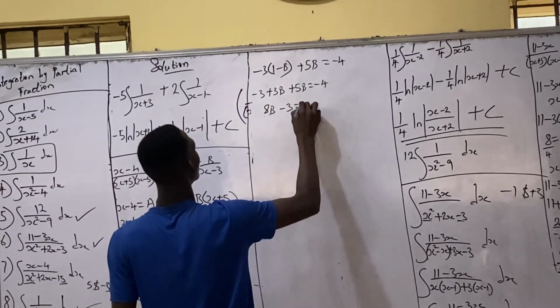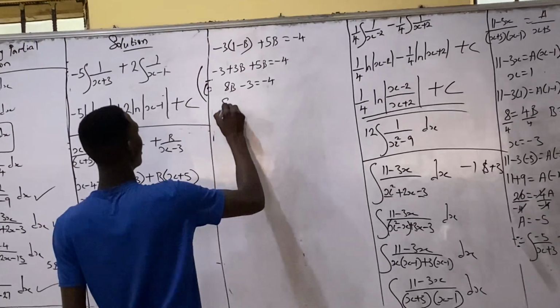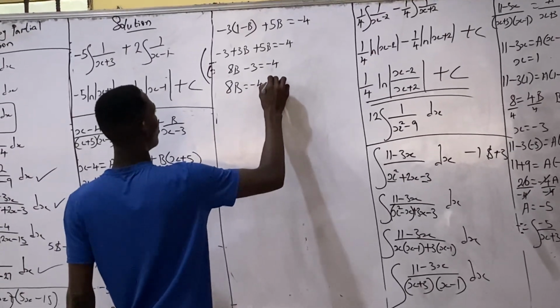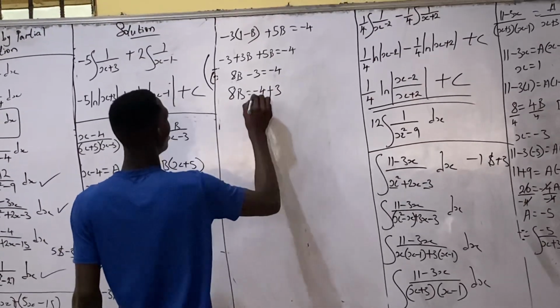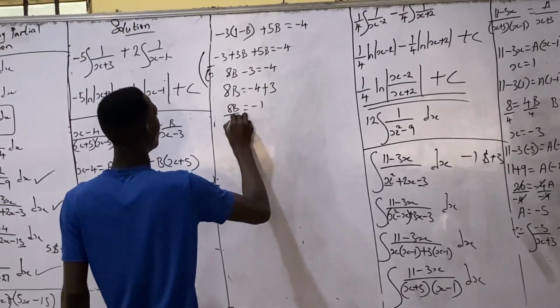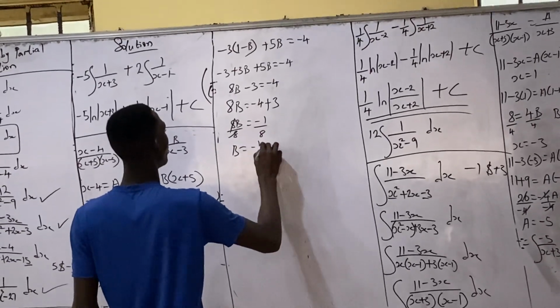minus 3 equals minus 4. I just brought this to the other side so you don't get confused. This is 8B equals minus 4 plus 3. So this will give us minus 1. You divide both sides by 8. Therefore, our B is equal to minus 1 over 8.